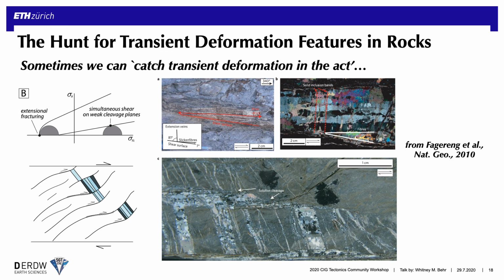Here's another example from a shallow subduction interface shear zone in New Zealand from Fagereng's 2010 paper. And this is an example of viscous shear that's developed on weak phyllosilicate cleavage planes that is then kinematically linked and potentially rate limited by extensional fracturing and vein opening approximately perpendicular to those cleavage planes. And so this is, again, another example reflecting simultaneous frictional viscous deformation under conditions of low differential stress and high pore fluid pressures.